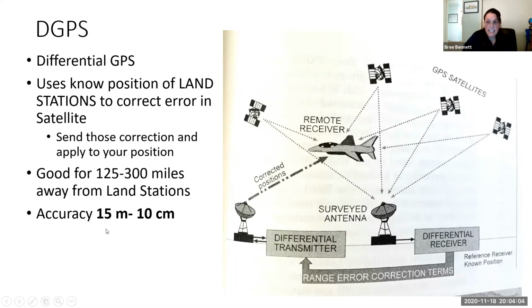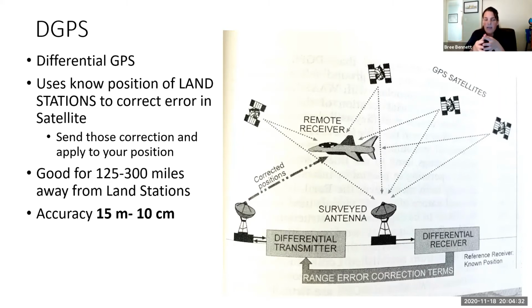Then we have DGPS. So DGPS is our differential GPS, and we have one more component in there. The component that we have is a known position. So there's a DGPS land station that knows where it is. It's set on land, right?